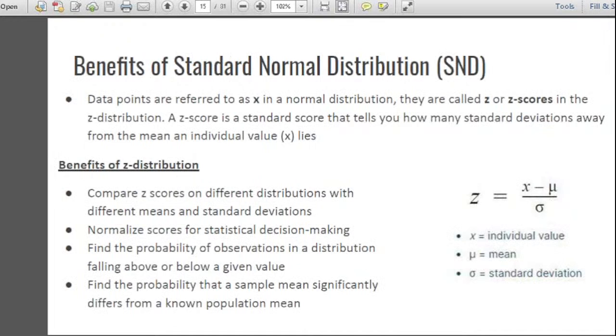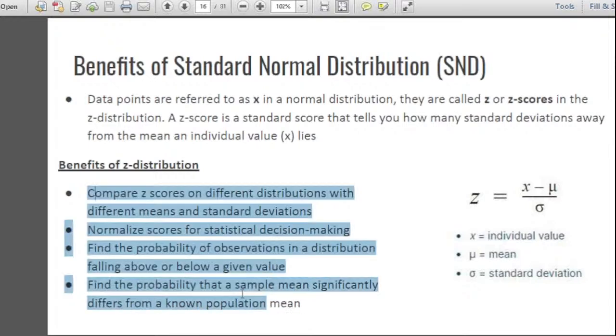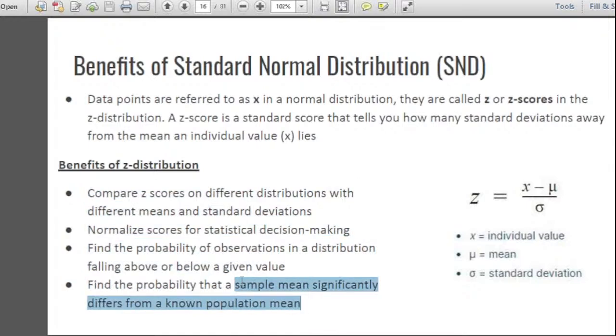Why do we need standard normal distribution? To compare Z scores on different distributions with different means and standard deviations, normalize scores for statistical decision making, find the probability of observation in a distribution falling above or below the given value, right? And find the probability that a sample mean significantly differs from a population mean. Under all these circumstances or situations, we would need to convert the distribution into standard normal distribution. Okay.